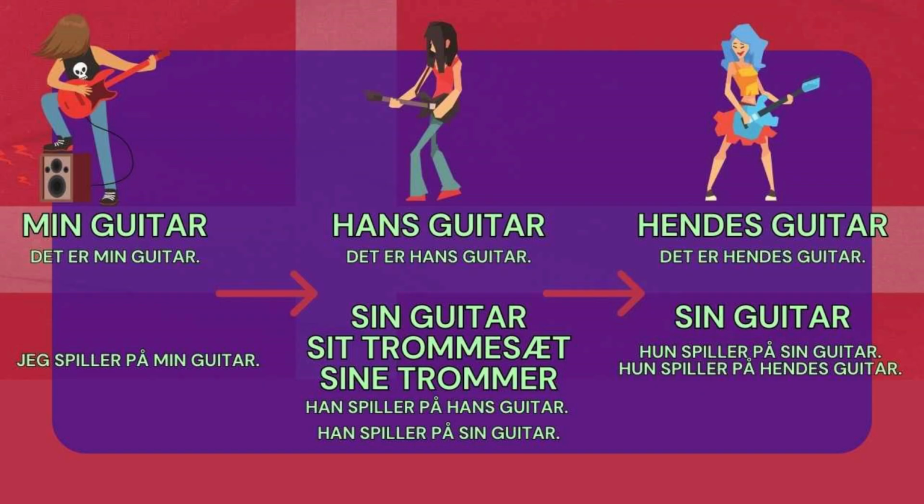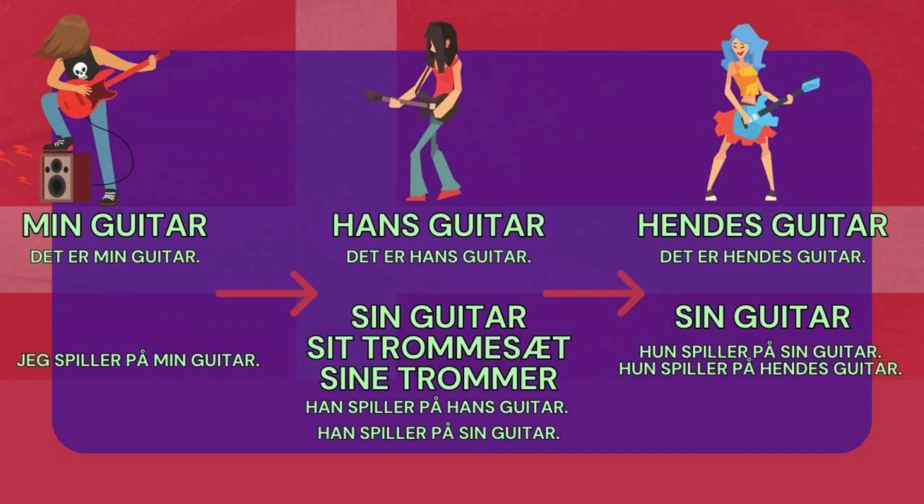The difference is hans again refers away from the person. So if I said about this guy in the middle, han spiller på hans guitar, that's like there's a third person. He is playing his guitar. Whereas han spiller på sin guitar is his own guitar. So the guitar that the guy is holding is his guitar. Two different meanings, kind of the same word in English. He's playing his guitar, he's playing on his guitar.